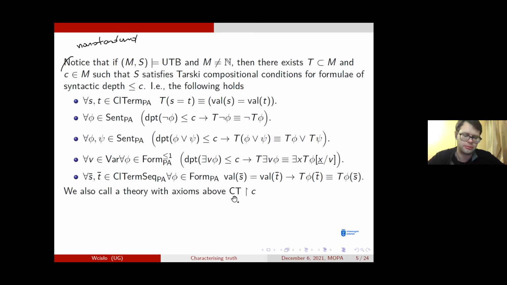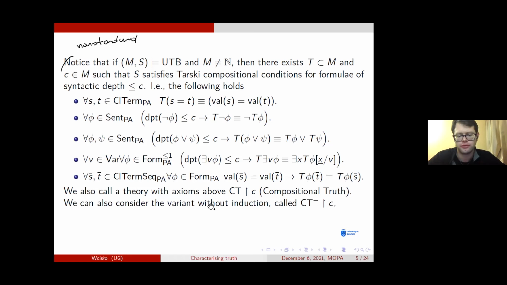So this theory has a natural notation. It's compositional truth, which you've already seen, restricted up to some initial segment. Of course, this also makes sense without induction. We can call it CT minus restricted to c. It also makes sense if you restrict compositional axioms to a cut, which will be denoted CT minus restricted to I. It also makes sense not to restrict those axioms at all. It will be CT minus.